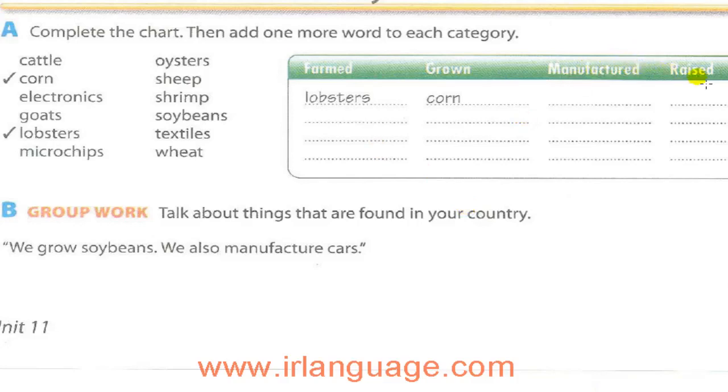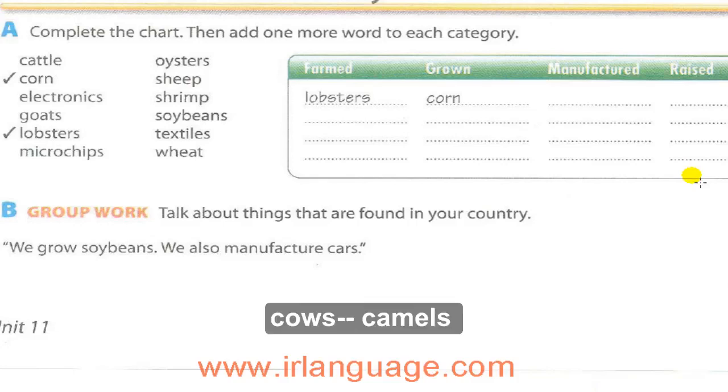Raised, we raise animals. Raised cattle. Sheep, goats, chickens. We raise chickens. Cows. Camels. Some people raise camels in the desert.